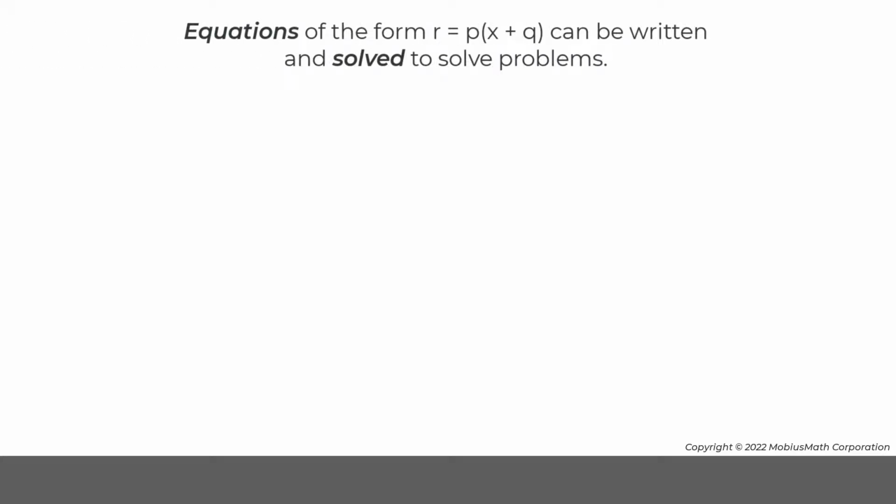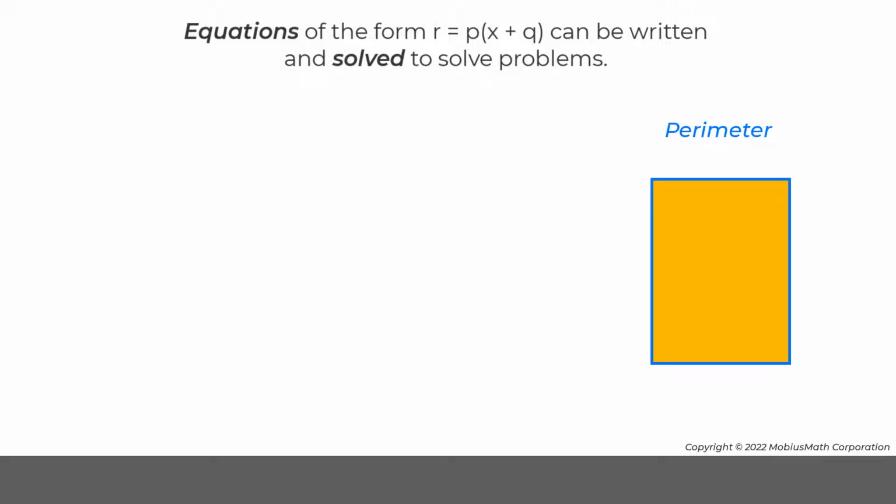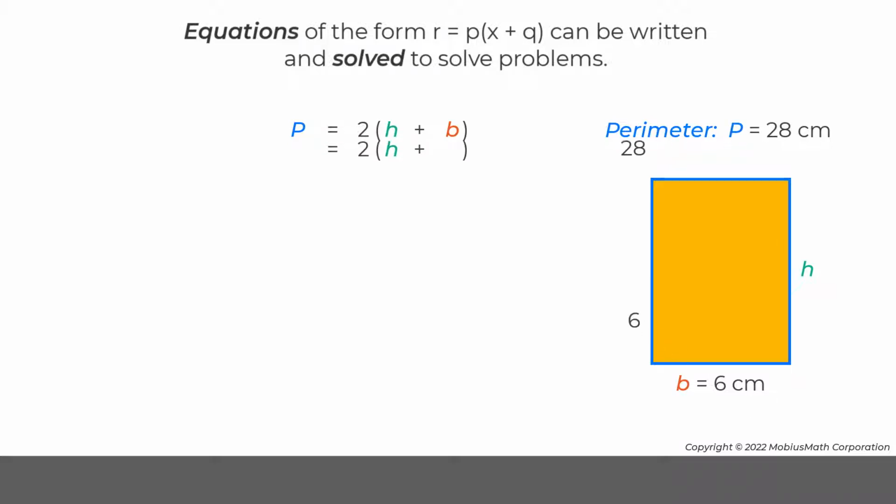Equations of the form r equals p times the quantity of x plus q can be written and solved to solve problems. For example, the formula for the perimeter p of a rectangle is p equals 2 times the quantity of h plus b, where h is the height and b is the base of the rectangle. If the perimeter and base of the rectangle are known, they can be substituted into this formula. This equation can be solved to find the height h of this rectangle.